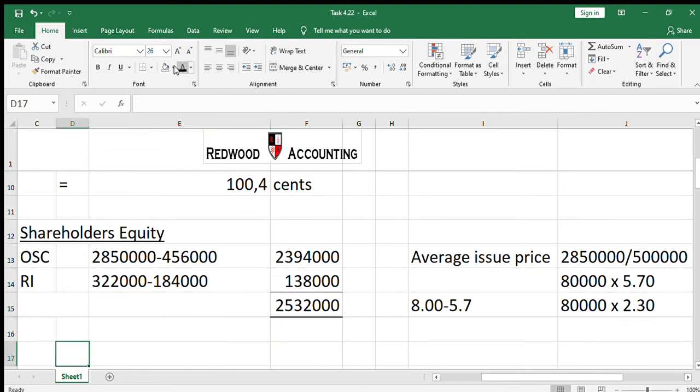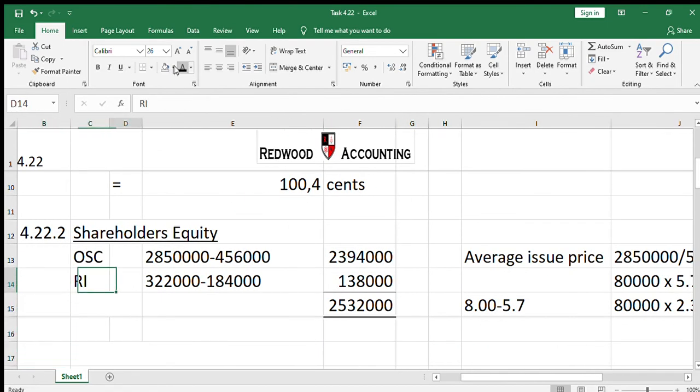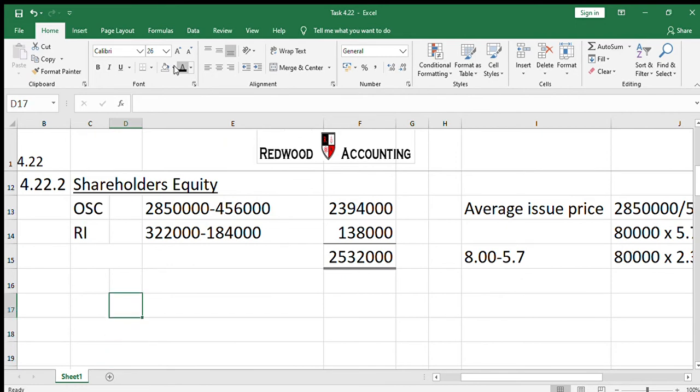Now you didn't have to do these figures separately. You could have just done it in one because it doesn't matter. In total, from shareholders' equity, 8 Rand times 80,000 was removed. So we could have just calculated it in one, whatever you feel comfortable with, as long as you get the answer correct.